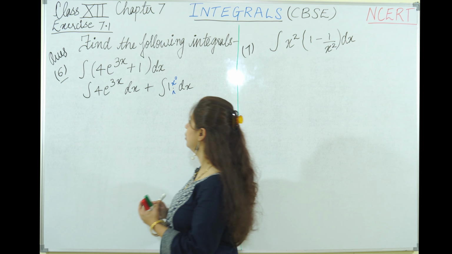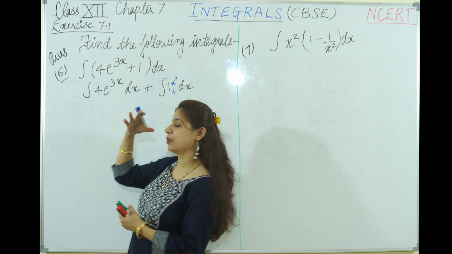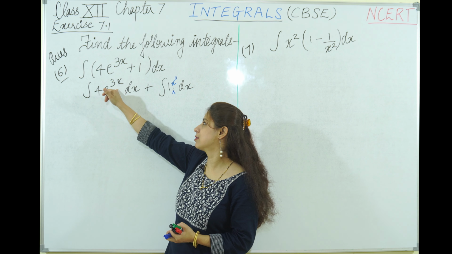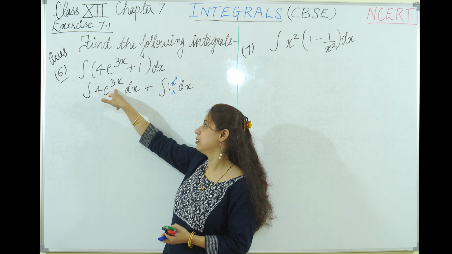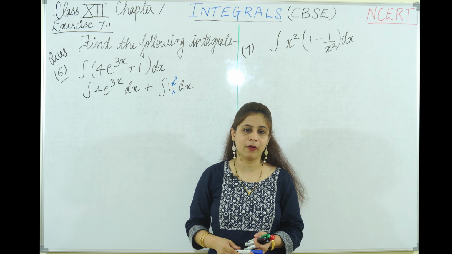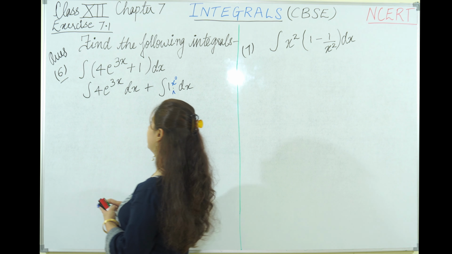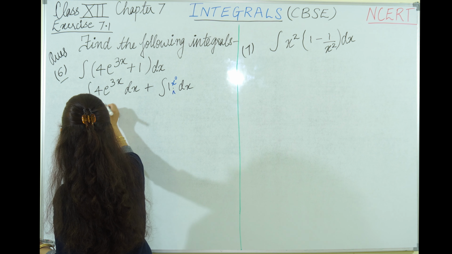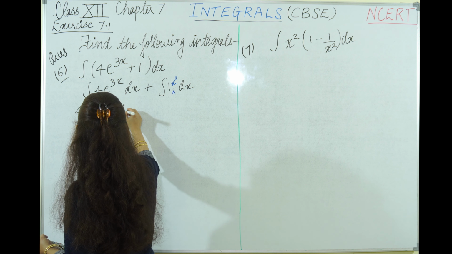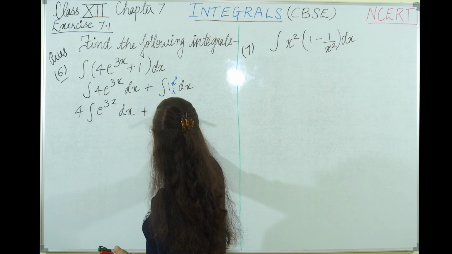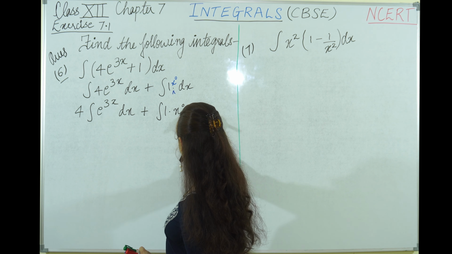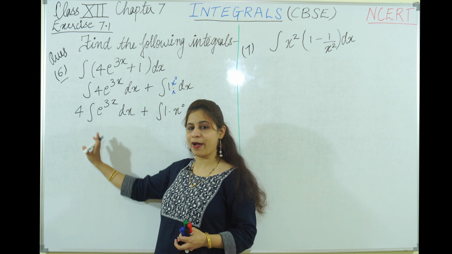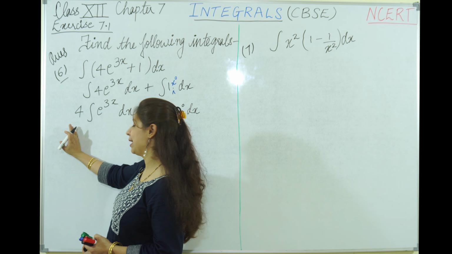Okay, so integrating the exponential function, e to the power x will give us e to the power x only, but here it is 3x, so the coefficient of x will come in the denominator of e to the power 3x. Okay, so let's start integrating it. So here we'll be getting 4 integration e to the power 3x dx plus integration 1 dot x to the power 0 dx. Okay, so 4 is a constant, so I have placed it outside the integration.